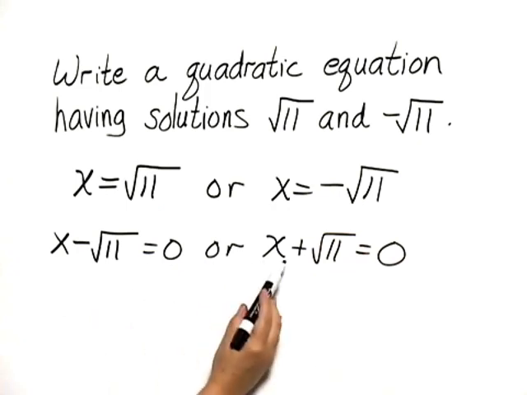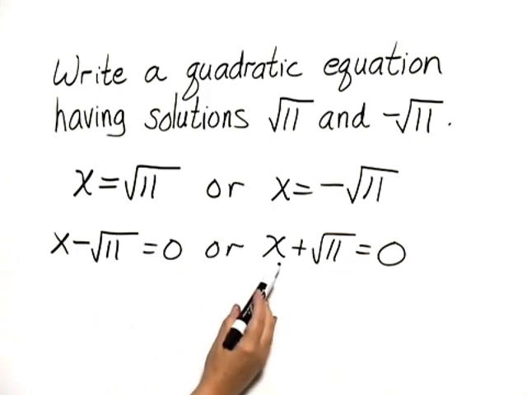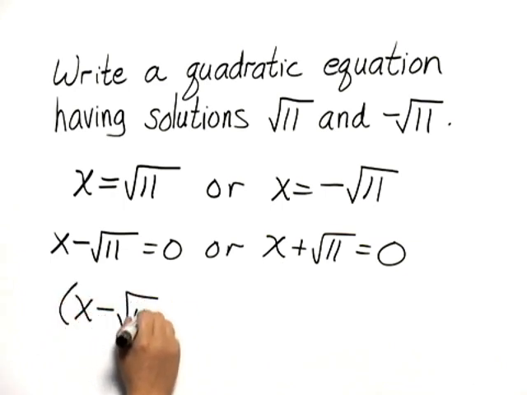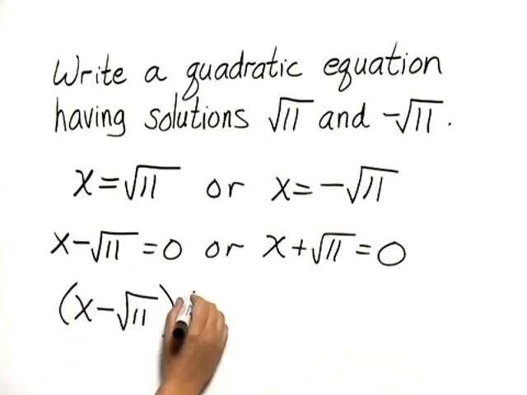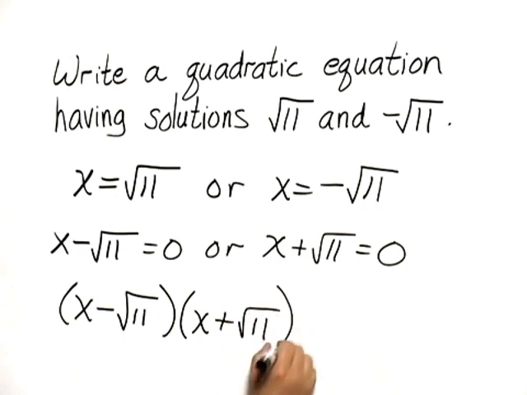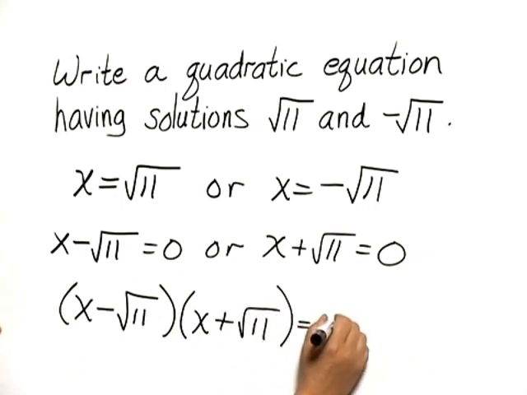Now we would have gotten to this point by using the principle of zero products. If this is true, then one factor in our equation would be x minus the square root of 11, and another factor would be x plus the square root of 11, and that product would be 0.